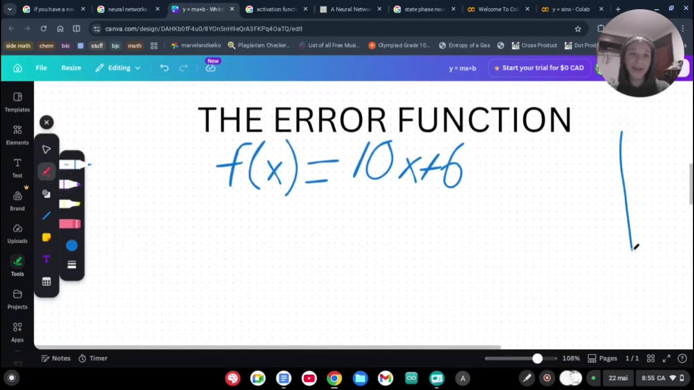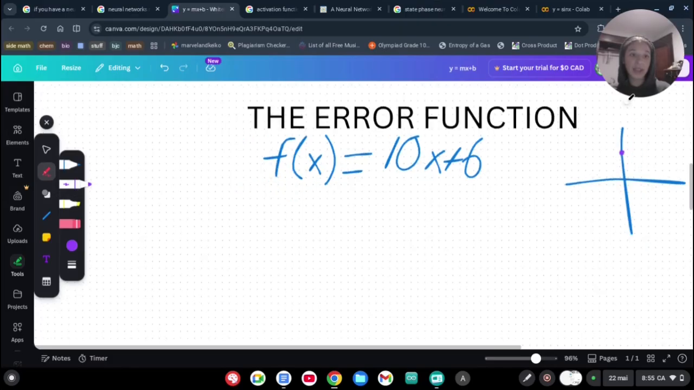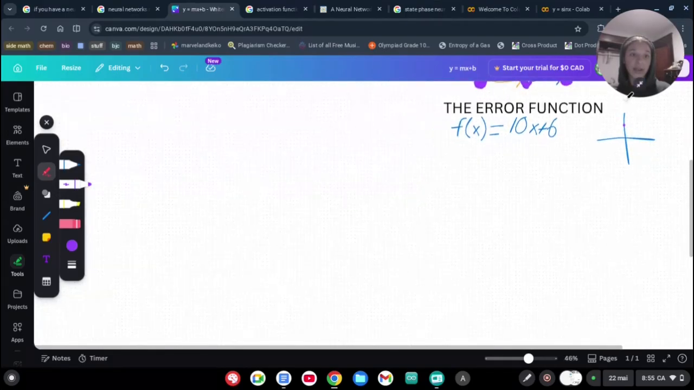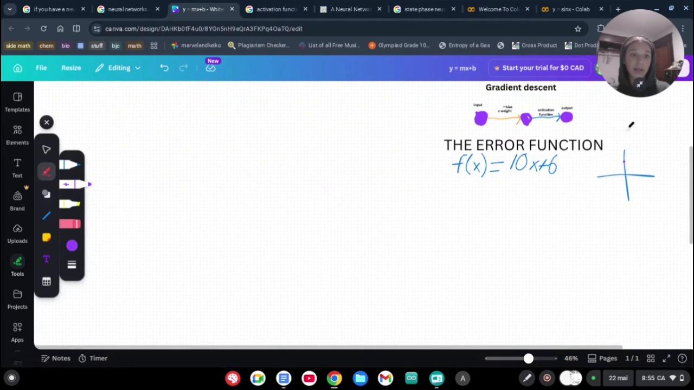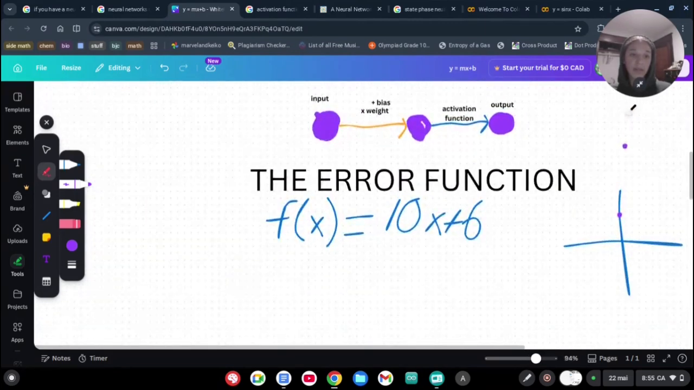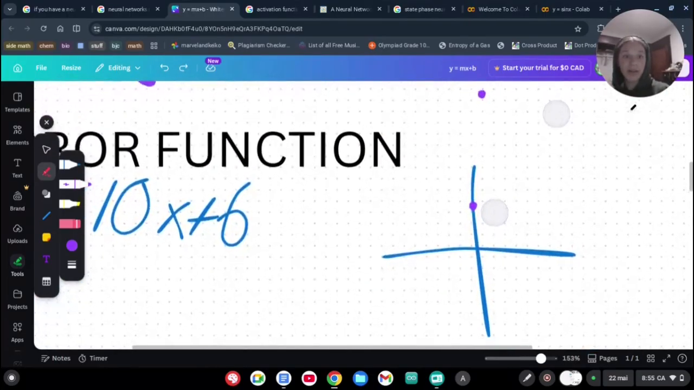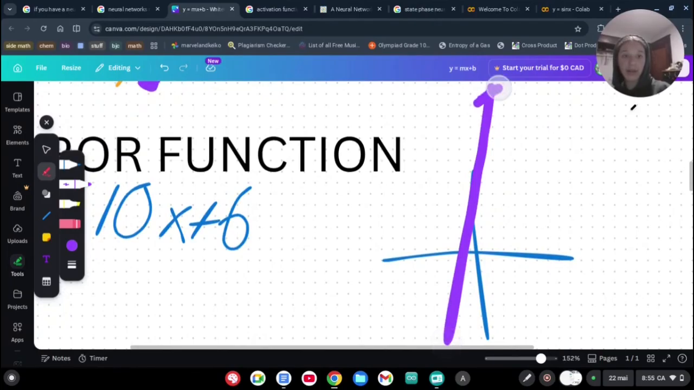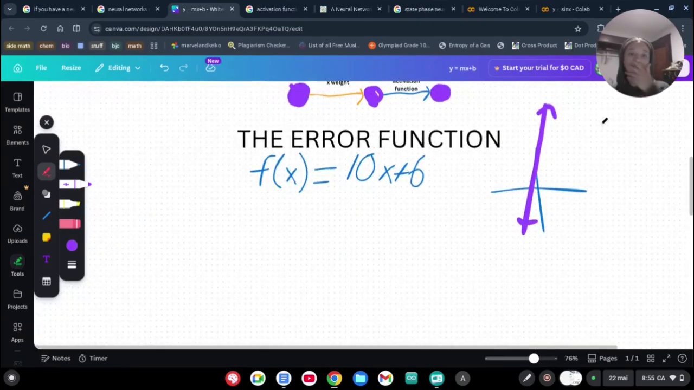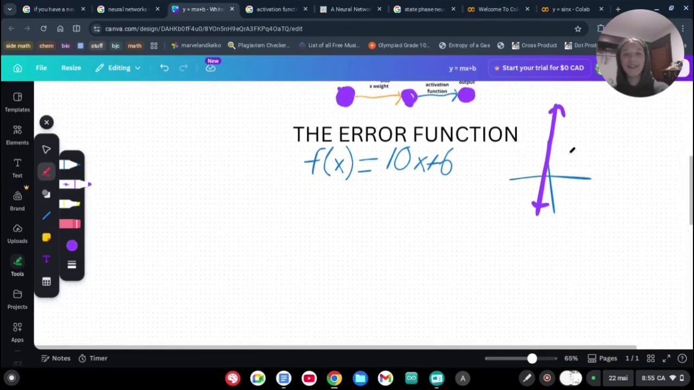Excuse my bad drawing. Pretend that's 6. And then we'll just catapult upwards from here, right? I kind of regret choosing this function, but it kind of looks like a straight line at this point. But it's not, I promise. We'll just pretend that that's it. Okay. So that's the function we're trying to approximate.